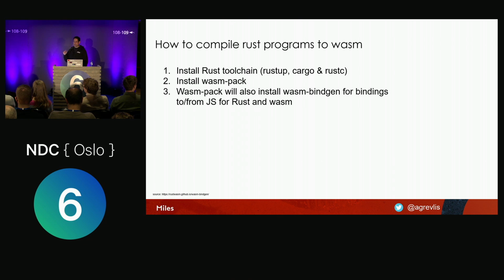And then after that, we can install a package called wasm-pack. What this package does is compile our code down to WebAssembly, and it will also install a package called wasm-bindgen. This wasm-bindgen package generates what we can call glue code, so that we can call functions between JavaScript and Rust, to and from Rust and WebAssembly. We'll have a look at this glue file or glue code in a short while.